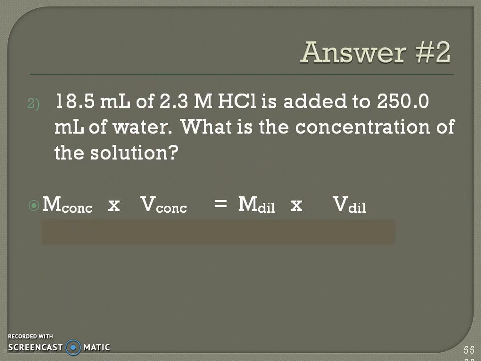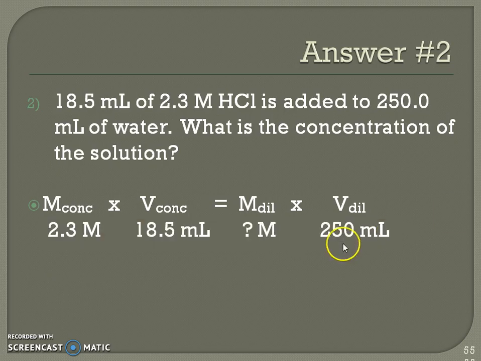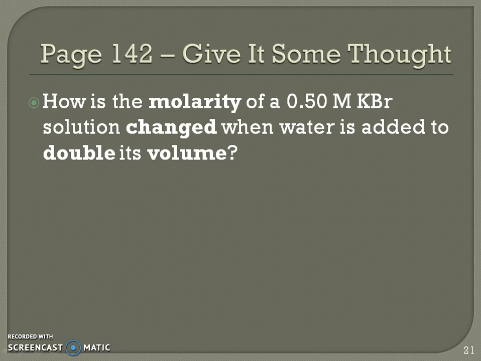How about number 2? Again, we're using that M1V1. Plugging and chugging, but now you're using molarity, and again, milliliters is going to cancel out and you're left with molarity. Now, if for whatever reason they would have given you, let's say 18.5 liters and 250 milliliters, then you would have had to change one of the units to the other, so they would have canceled out correctly, and you should have gotten that as your answer. So see if you can figure out this answer.